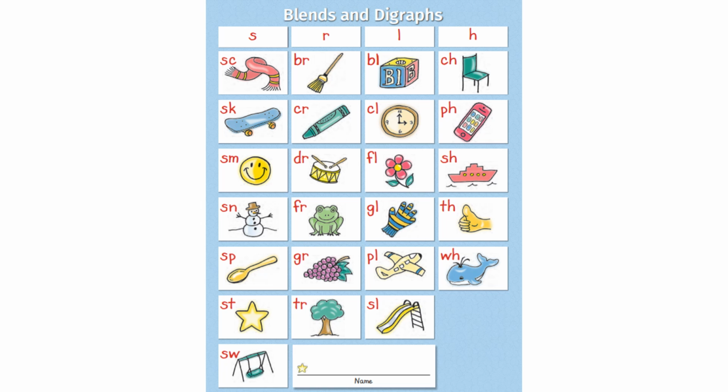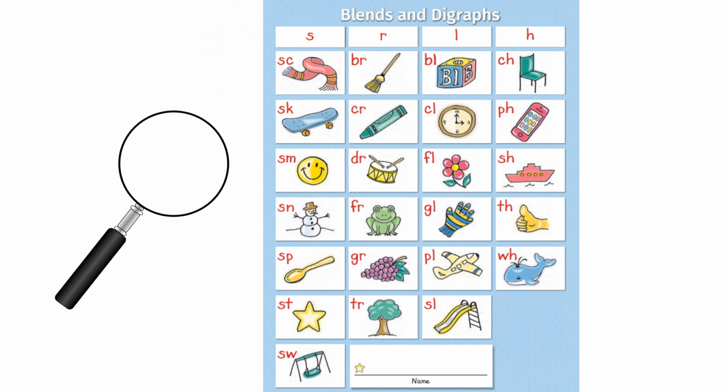So readers, today we're going to use our blends and digraphs chart. If you have your learning kit, you can take out your blends and digraphs chart. If not, that's okay. It'll be on every page of our book. When we're reading, we are going to be on the lookout for blends and digraphs because we're going on a blends and digraphs hunt.